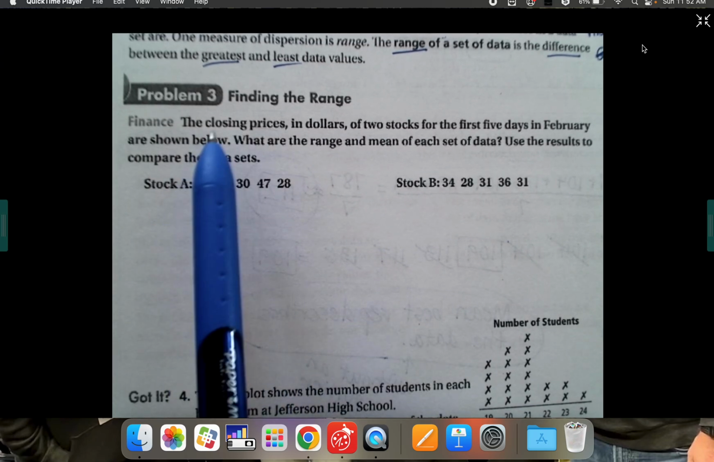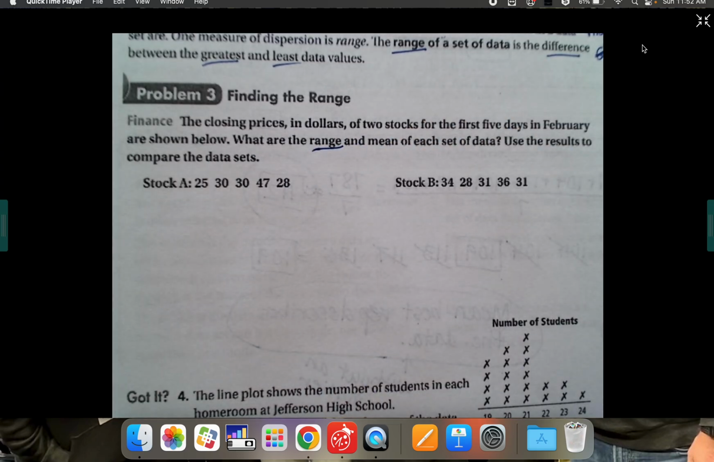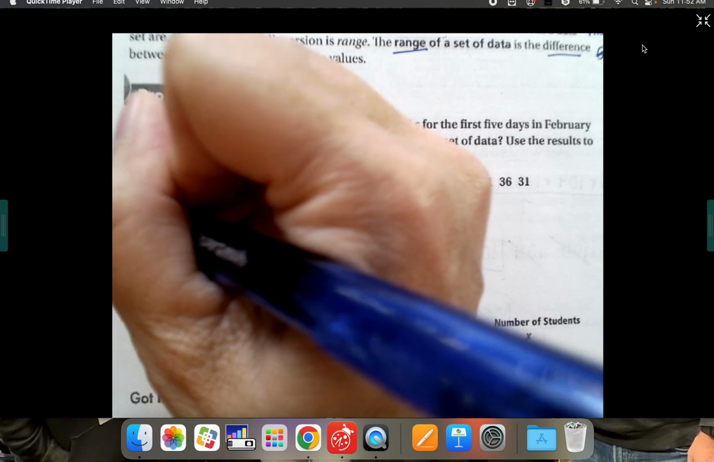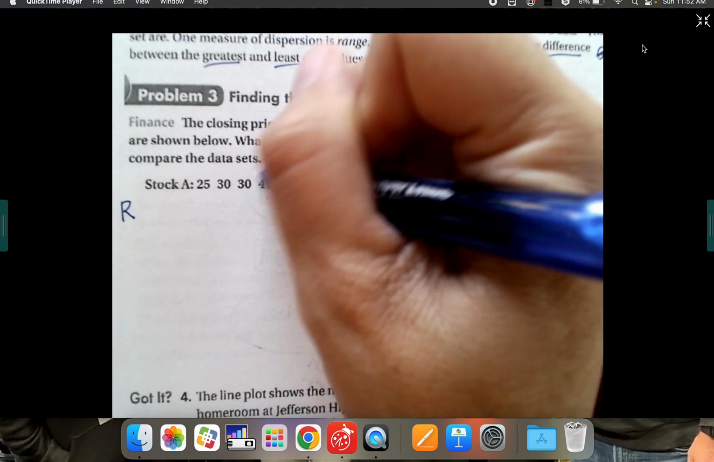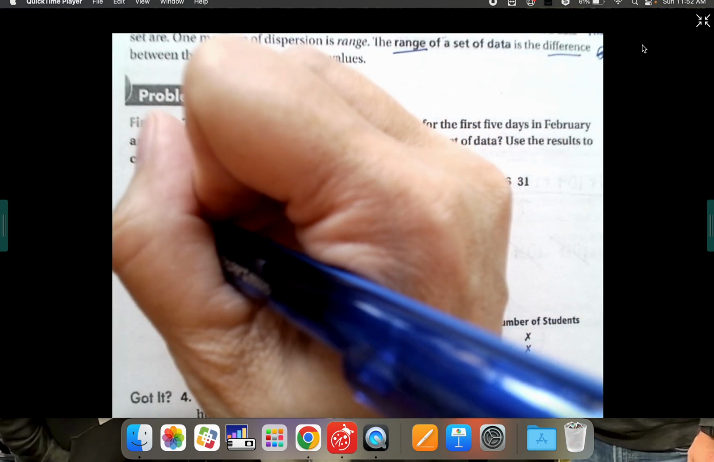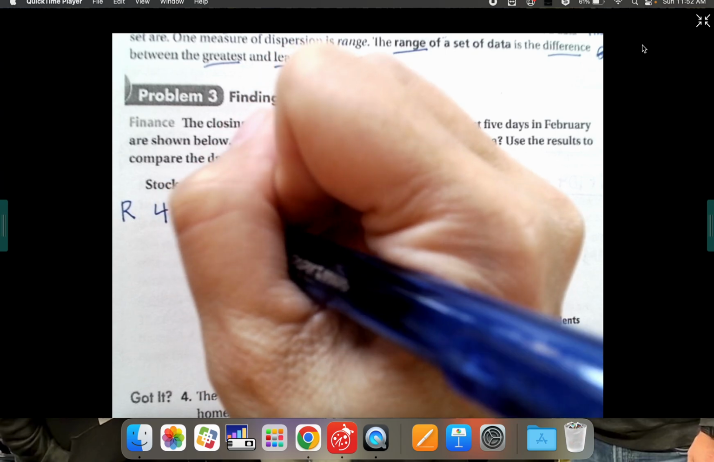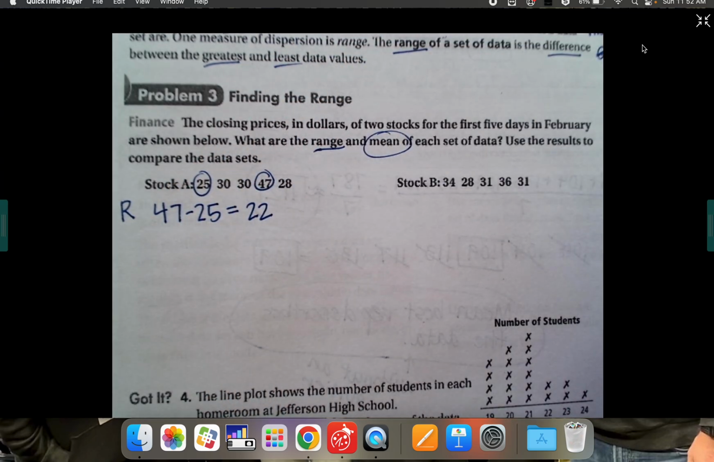So here we go. The closing prices in dollars of 2 stocks for the first 5 days in February are shown below. What is the range? And then it says and the mean. And then we're going to compare. So for the range of stock A, we're going to take our largest number, which is 47, and then our smallest number, which is 25, and we're just going to subtract. So 47 minus 25, if I did those numbers right, it is 22. So 22 is the range.